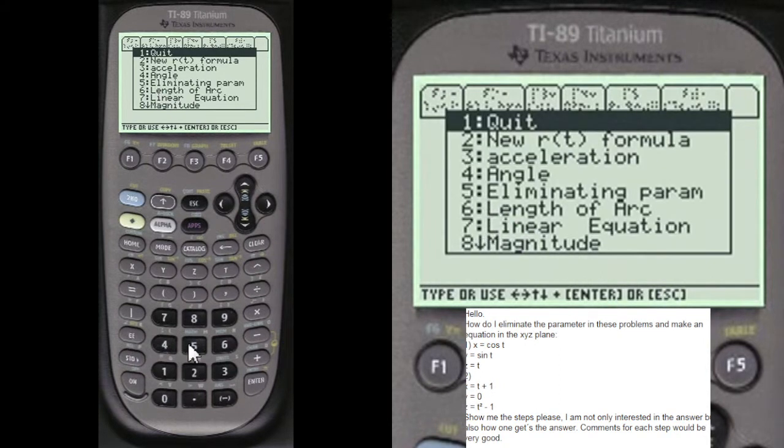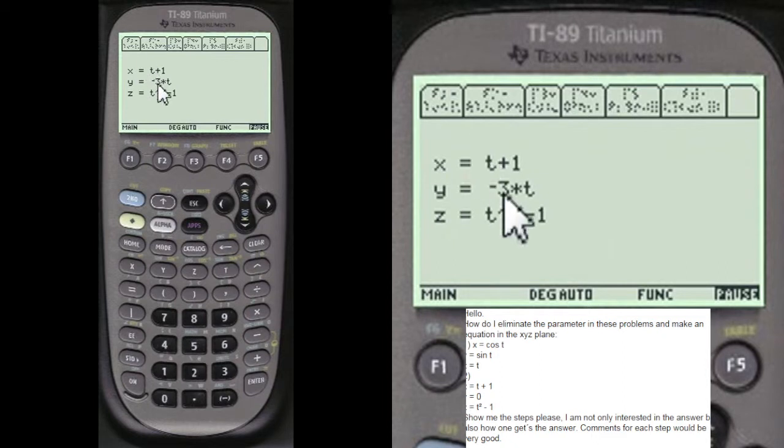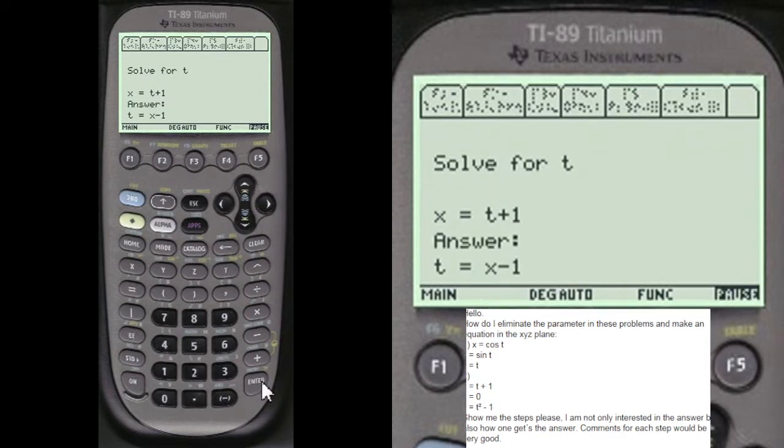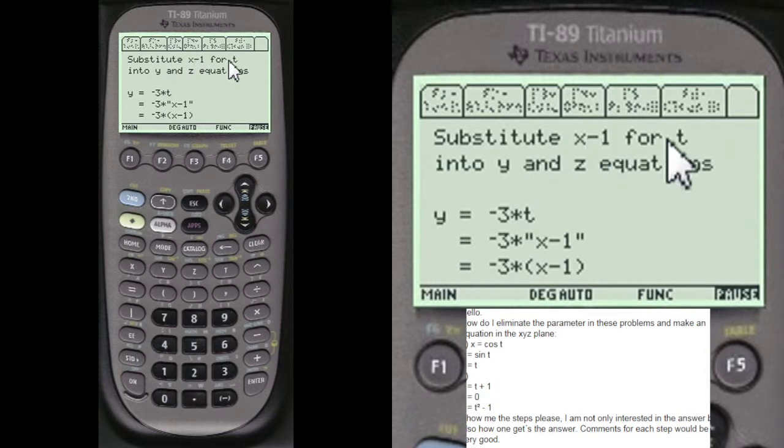I'm going to choose number 5, eliminate the parameter. You can do so many things with that. And here's what you've entered. Now what happens is you solve for t on the first equation and then substitute that into the next two equations. So solve for t, you get t equals x minus 1. You're going to substitute x minus 1 for all the t's into the y and the z equations. So here, for y, you substitute that in.